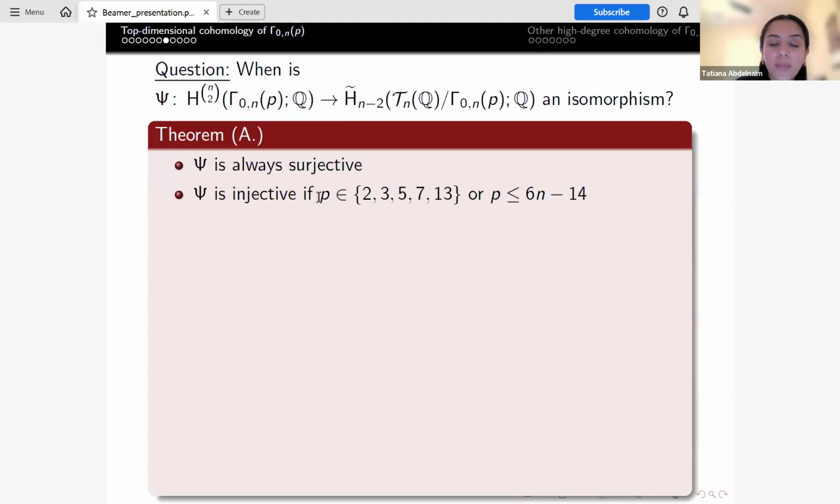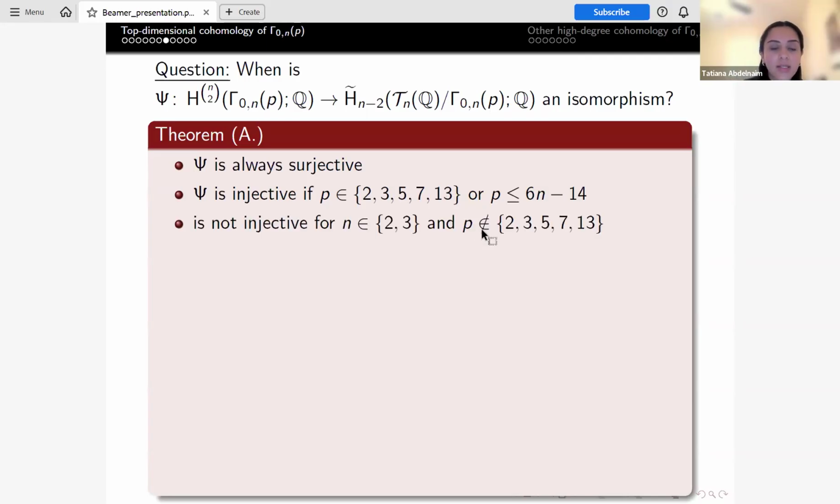However, this statement, like listing the prime numbers this way, is a better statement. Because here I'm saying that this is injective for all n if p is in here. And it is not injective for n equals 2, 3, and p not in this special list of prime numbers.